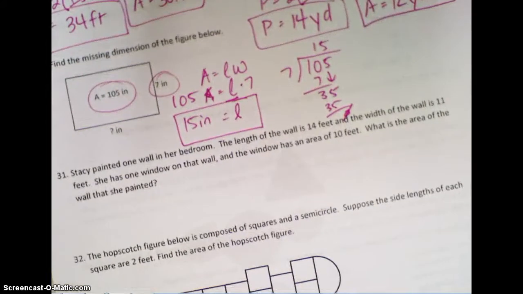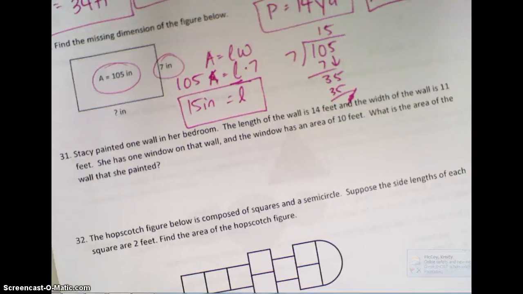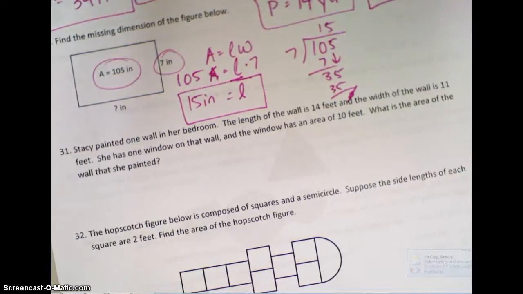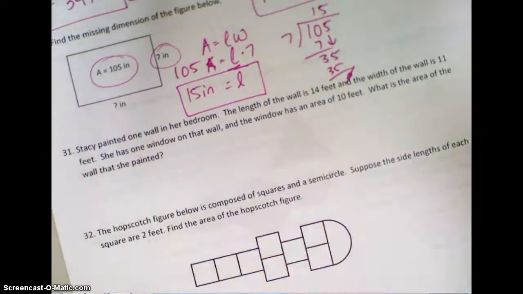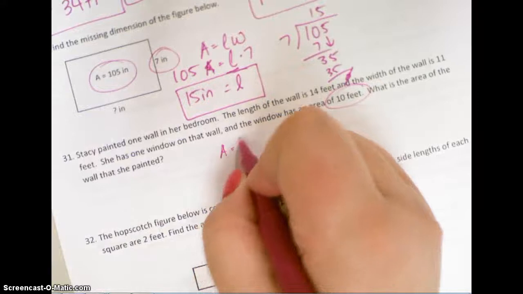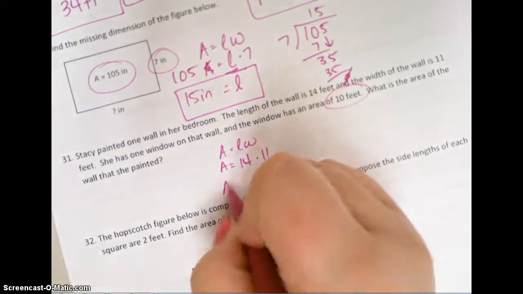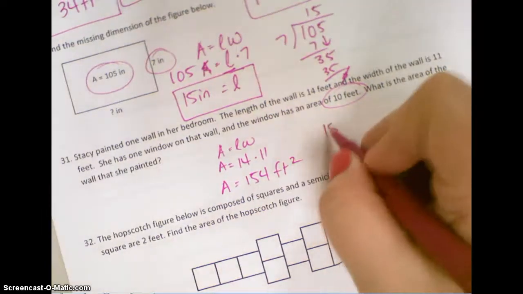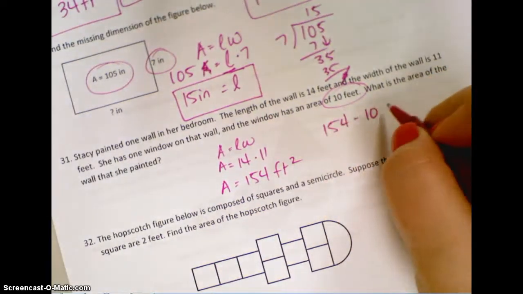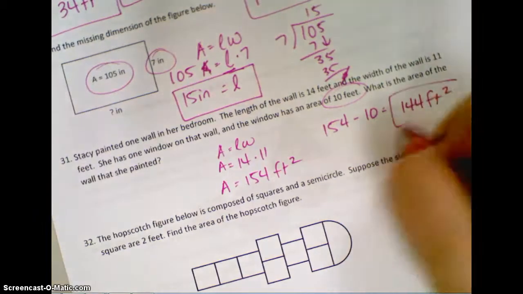Number 31, Stacy painted one wall in her bedroom. The length of the wall is 14 feet and the width of the wall is 11. She has one window on the wall and that has an area of 10 feet. What is the area of the wall that she painted? So I know that I'm going to do the area of the wall minus the area of the window. So for the wall, it's going to be length times width, which will be 14 times 11. And 14 times 11 is 154 feet squared. 154 minus the area of the window, which was 10 feet, is going to be 144 feet squared.